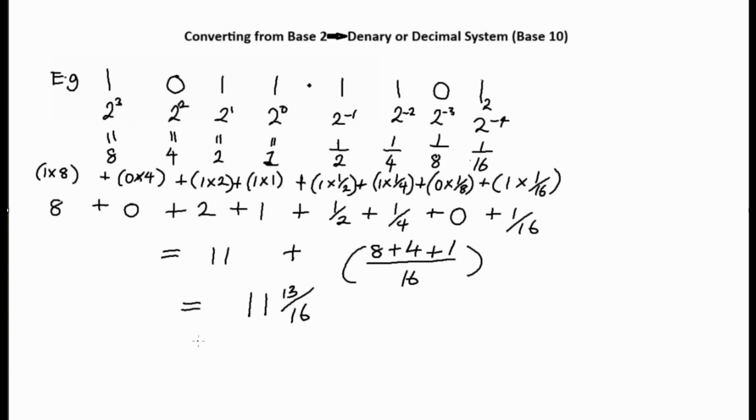So the binary number 1011.1101 has equivalent in the denary, 11 whole number, 13 over 16.